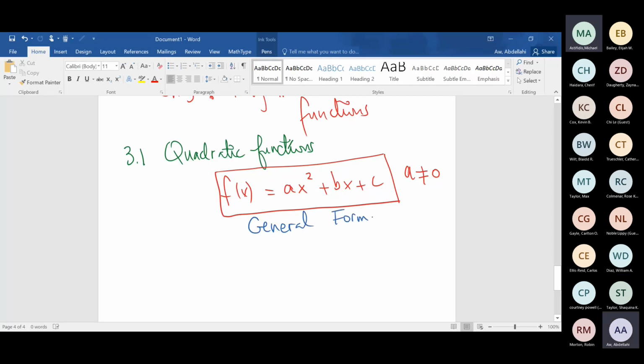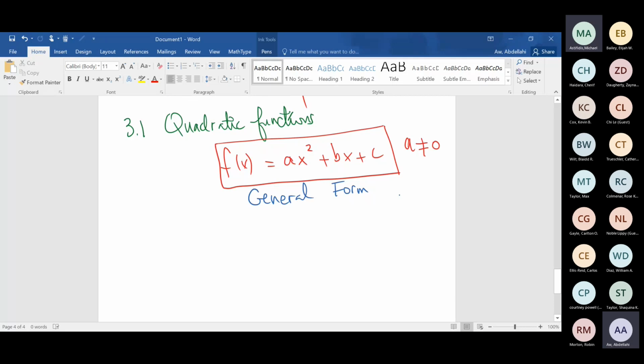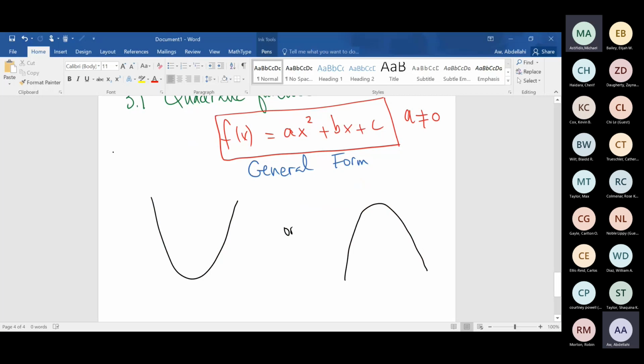Of course, right here, I guess all of you heard about what is the shape of the graph, right? The graph, isn't it shaped like that? Or like that, right? The graph will be a parabola. The graph always will be a parabola. Okay? The graph is a parabola.